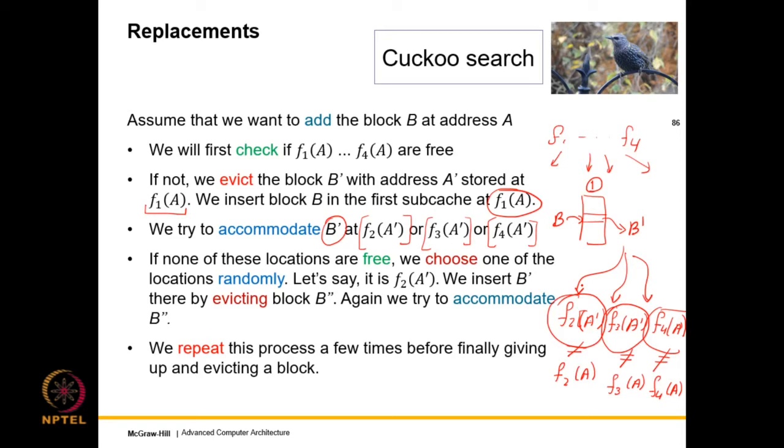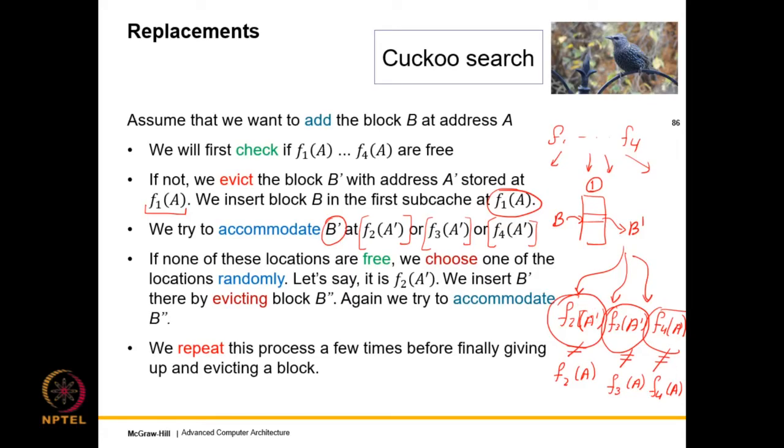Or we can randomly choose one. If that is not free, we can look at the other two. But it's very much possible that one of these locations may be free and block B dash can be put there. So let's assume again the worst case, that these locations are not free. Well, we can do the same.